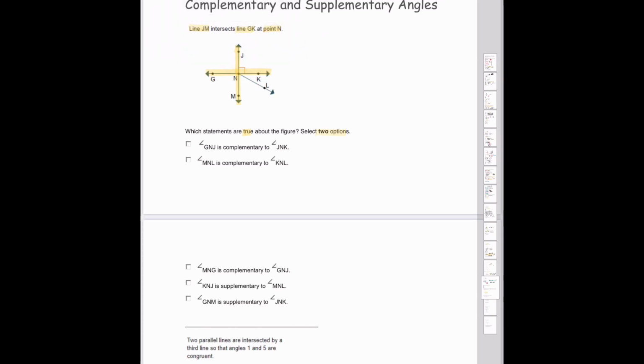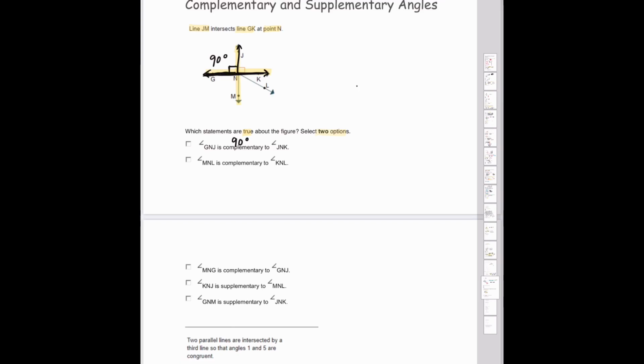Well, the first statement states that G and J is complementary to G and K. What do we know about complementary angles? We know that they're equivalent to 90 degrees. That means if you add those two angles together, you should get 90 degrees. Well, G and J is actually a 90-degree angle on its own. How do we know that? Well, because G and J and K both share that line, making them a linear pair.